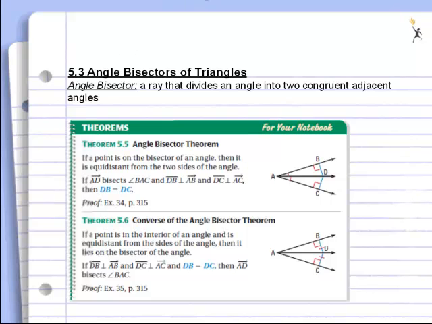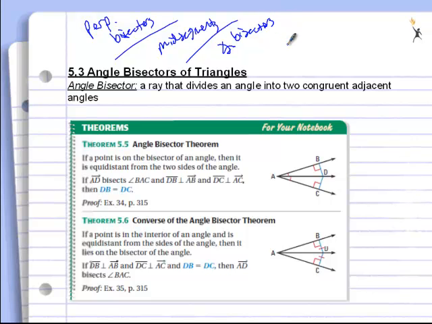Okay, so far in this chapter, we've dealt with perpendicular bisectors. We've dealt with mid segments. And now we're going to be dealing with angle bisectors. And really, if you think about it, a mid-segment bisects a segment. It establishes a point in the middle called the midpoint.